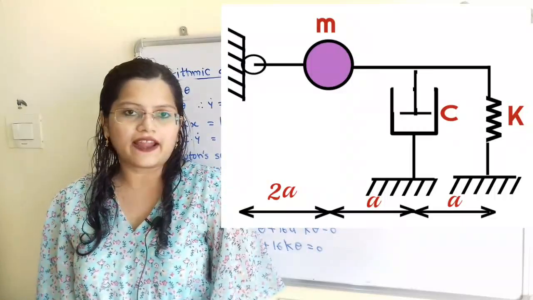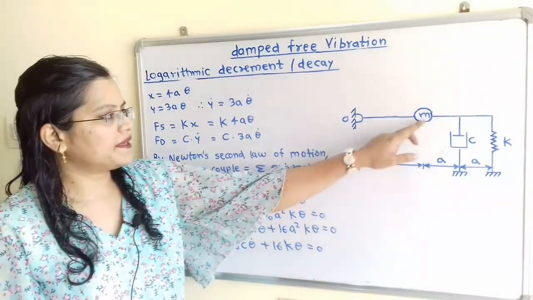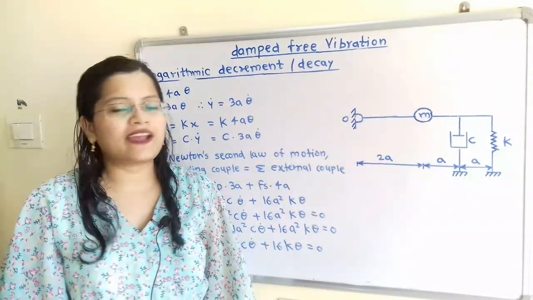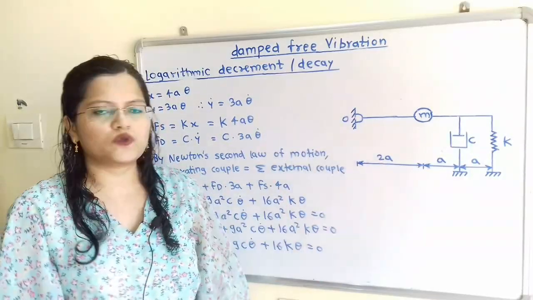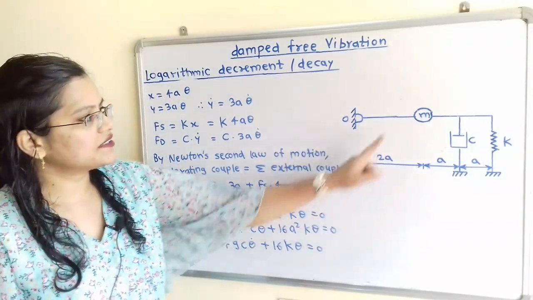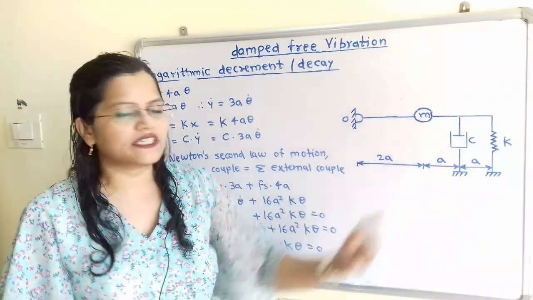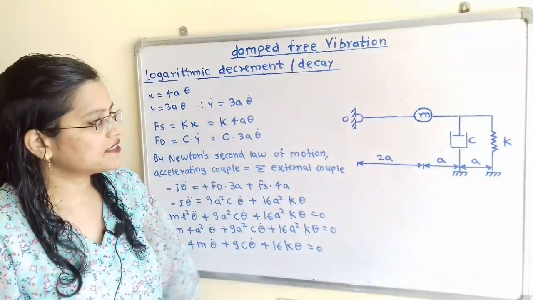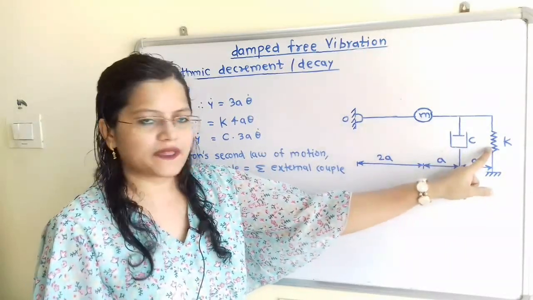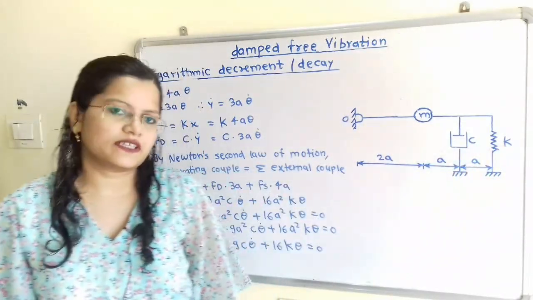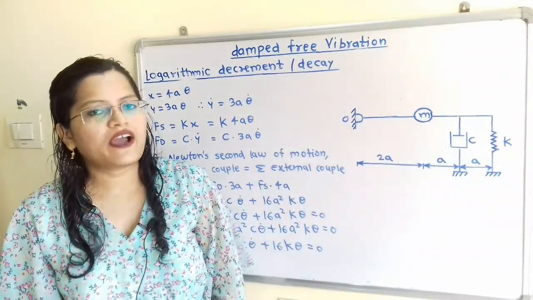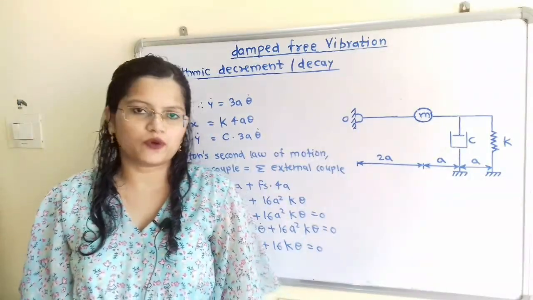Let us understand the diagram. Mass m is pivoted about point O and its distance from O is 2a. The distance between this mass and the damper with damping coefficient C is a, and the distance between this damper and the spring with stiffness K is a. Now we have to find the equation of motion.